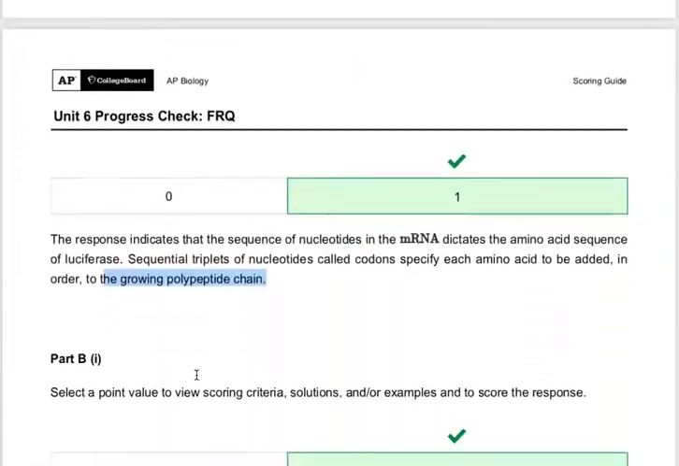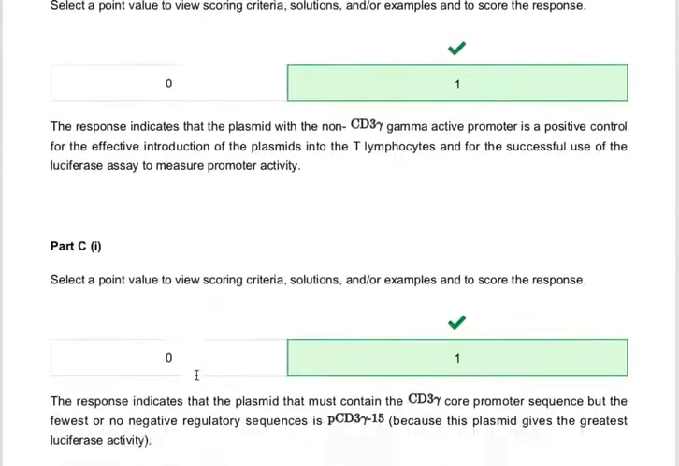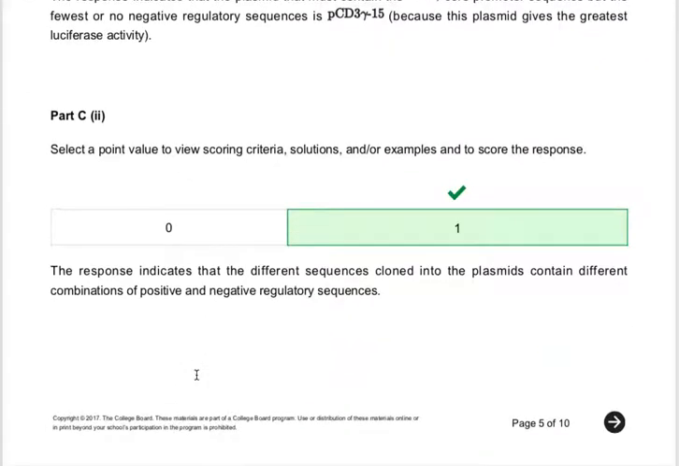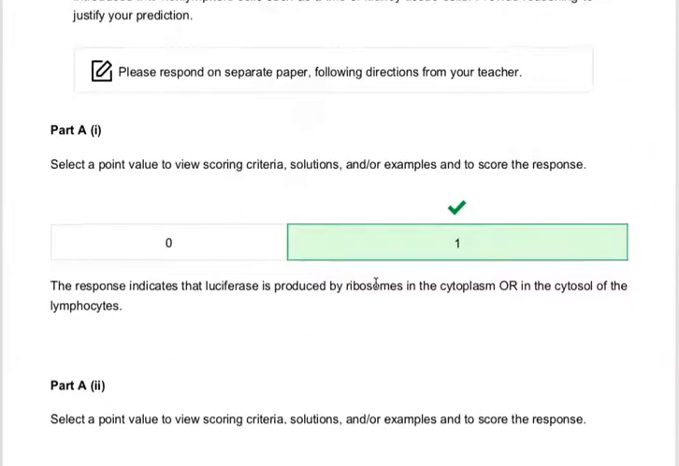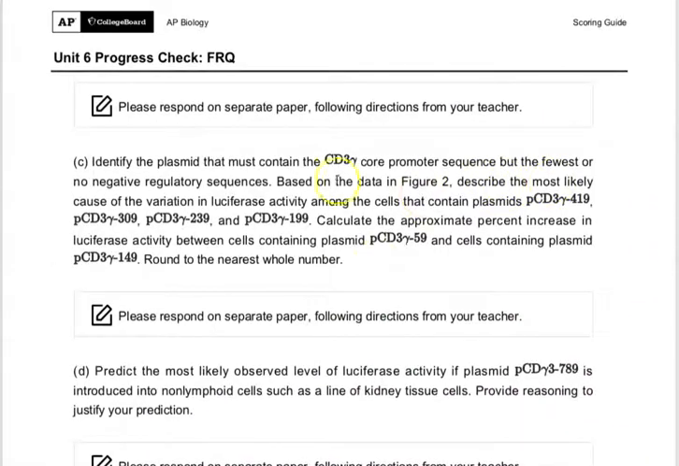Then in C2, the response indicates that the different sequences cloned into the plasmid contain different combinations of positive and negative regulatory sequences. So if you do not remember what the question was, it was simply to describe the most likely cause of variation in all of these different sequences. And the only differences in these sequences is how many positive or how many negative regulatory sequences it contains. And that's going to influence how much luciferase is produced.